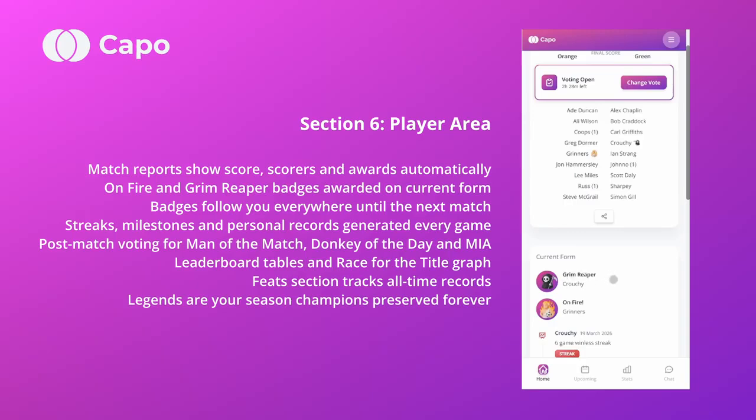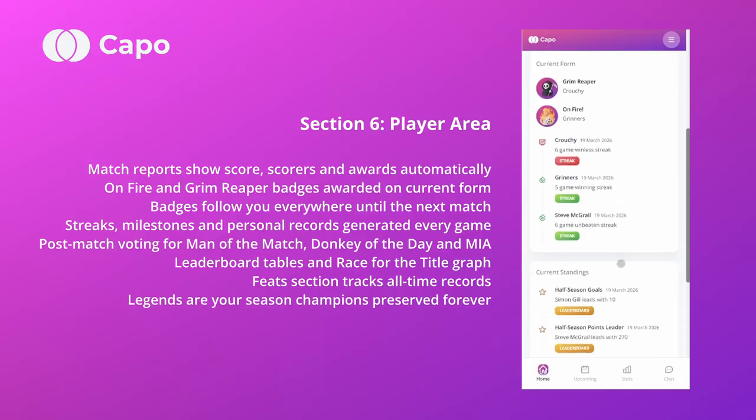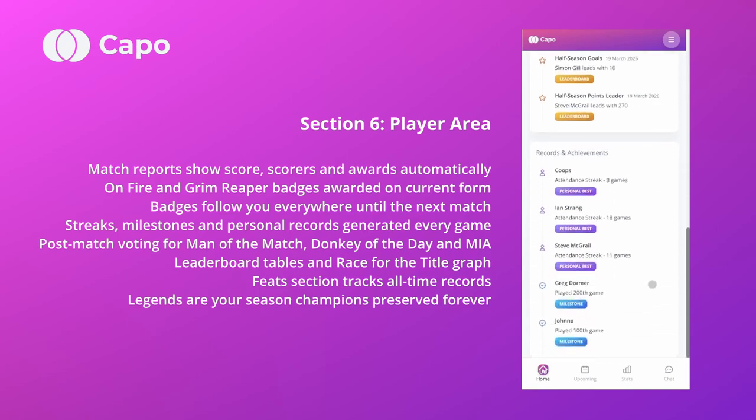So Grim Reaper is for the worst performer over the last period set, I think for us we set it to 45 days, and there's a badge for the player who's got the best form over those days. It'll also come up with things like streaks, winning or winless streaks, unbeaten runs, current standings in the half season and whole season tables, and any personal records that people have achieved, like 200th game, 100th game.